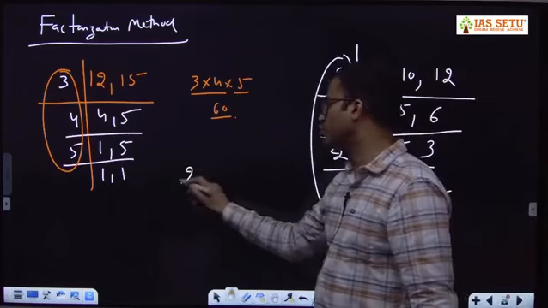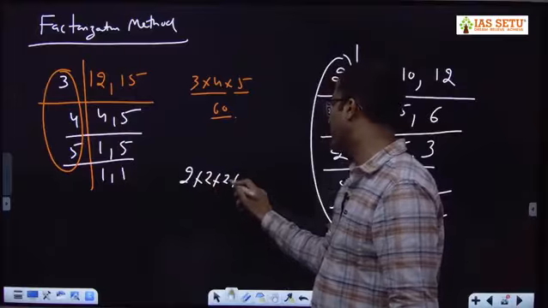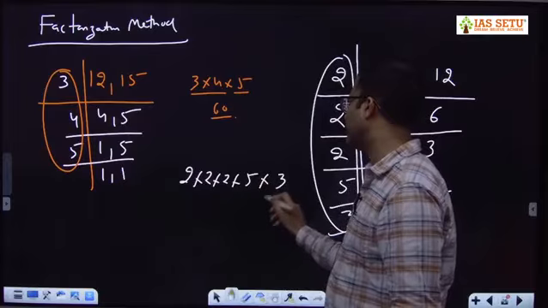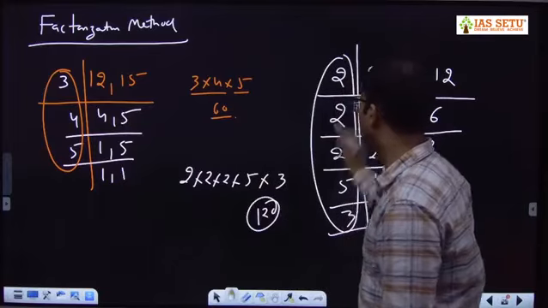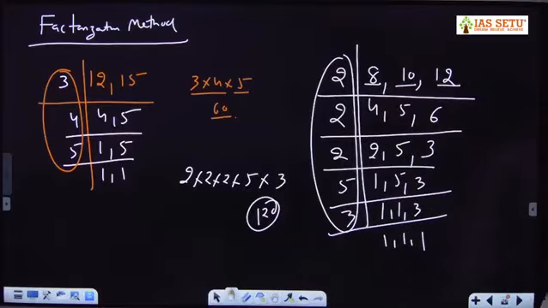So this is 2 into 2, 4 into 2, 8. 8 into 5, 40 into 3, 120. So LCM of 8, 10, 12 is 120. Like, let me take one more.